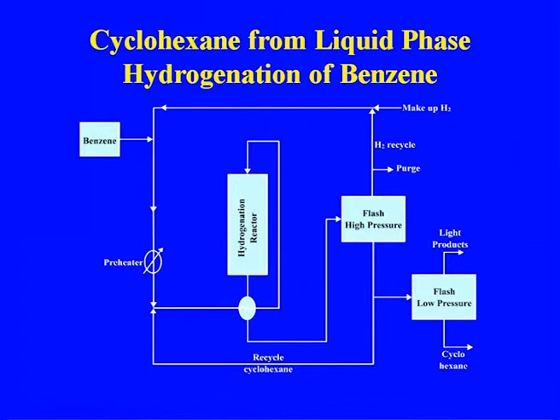This is the process flow diagram for the manufacture of cyclohexane. The benzene goes to the hydrogenation tower, and from the hydrogenation tower the product goes to the high pressure separator, and from there the hydrogen is recycled to the system and makeup hydrogen is added. The offset from the separation goes to the low pressure flash, and from the low pressure flash the light products are removed, and finally we get the cyclohexane from the bottom of this flash.